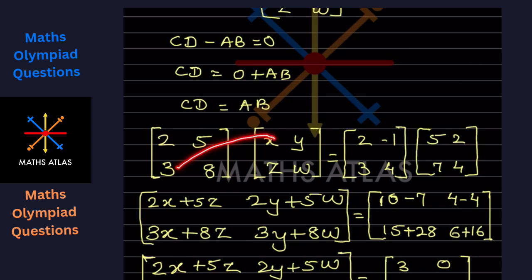Again, what will you do? This into this, that is going to be 3x. Then this into this, that will be 8z, but you are going to put an addition sign. So this is done. Now we will think about this one again. Now the first part is done, right? We have taken this and this.